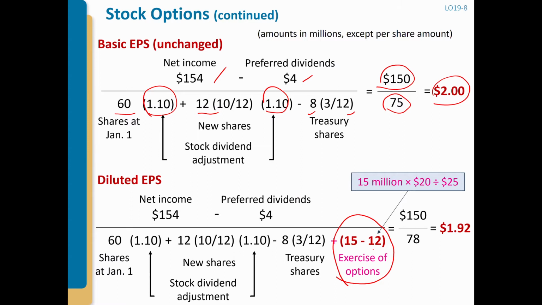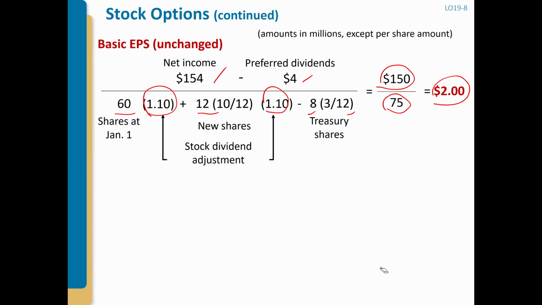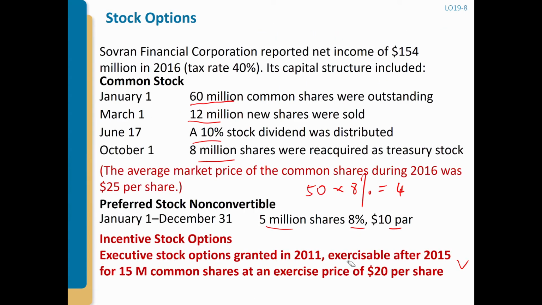Why do we add this part? First of all, we add 15, and then we subtract 12. Let me go back. Why do we add 15? Let's consider this part, incentive stock options. This company has stock options that were granted in 2011, and those CEOs have received them. Now they have the right to exercise. Those options are already vested. So if they exercise, they can purchase up to 15 million shares of common stock at an exercise price of $20 per share.